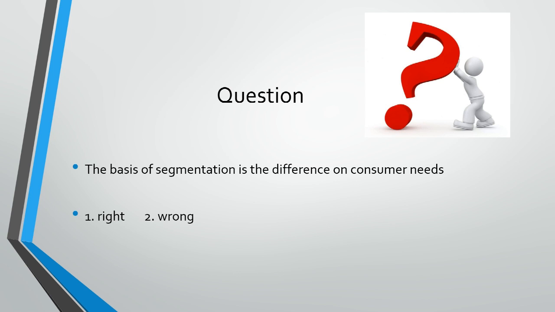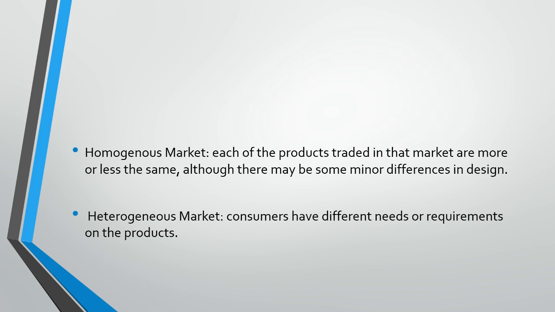Before we answer this question, we should know that there are 2 types of market. One is homogeneous market, which refers to a market where the products treated are similar. The other is heterogeneous market, and in this market, consumers have different needs or requirements for the products. So then it's clear, if a market is heterogeneous, then you can segment it based on difference of consumers' needs. But if it is not, then you should find other ways for segmentation.